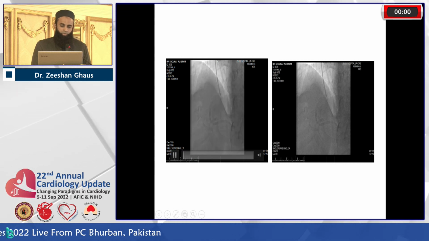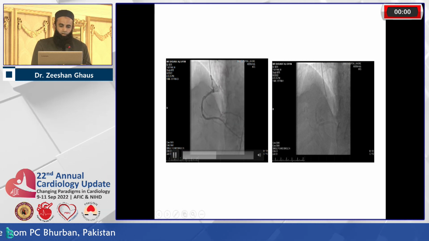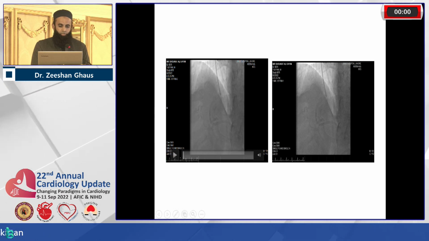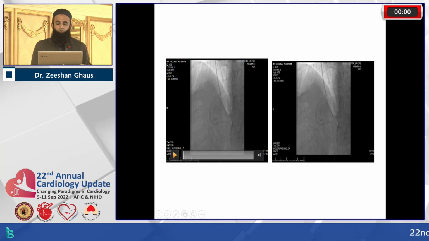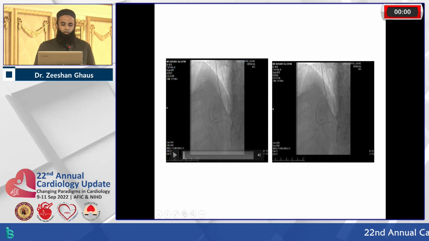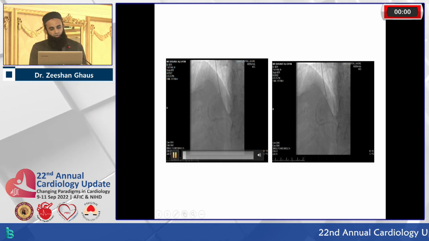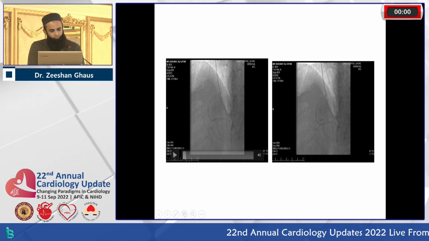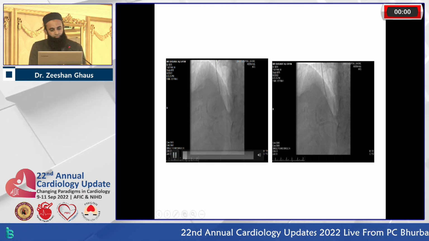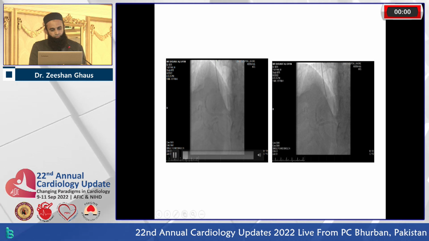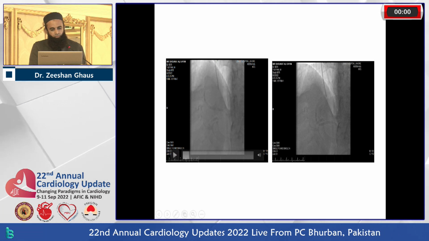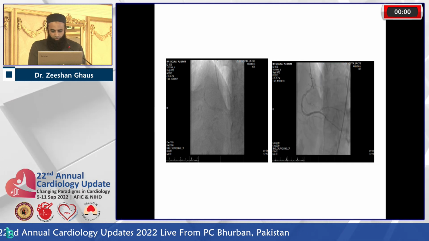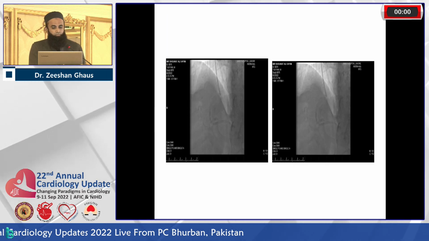Here we can appreciate one point in the mid-distal portion which we could not dilate even with the higher NC balloons, going up to 20 atmospheric pressure. So this is the final result. Thank you.